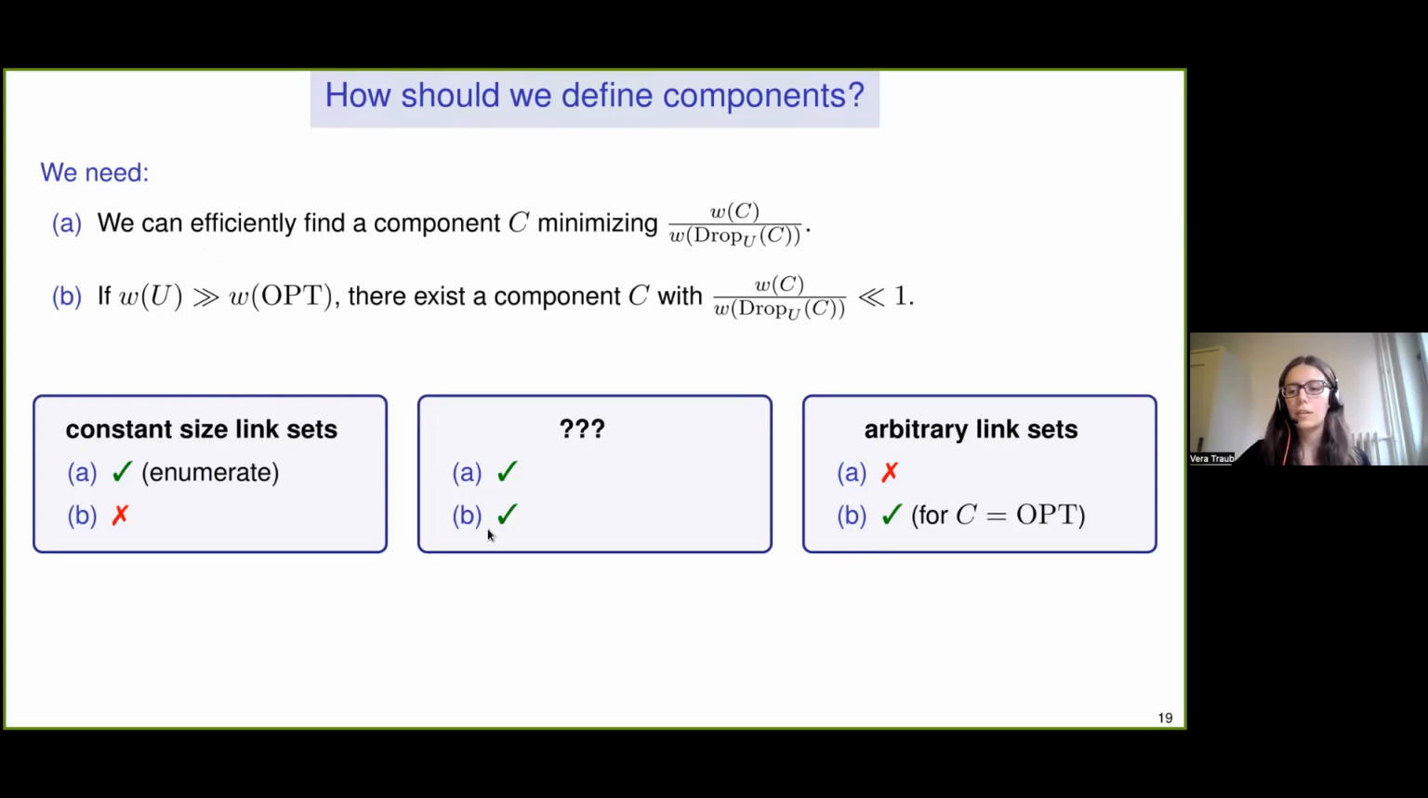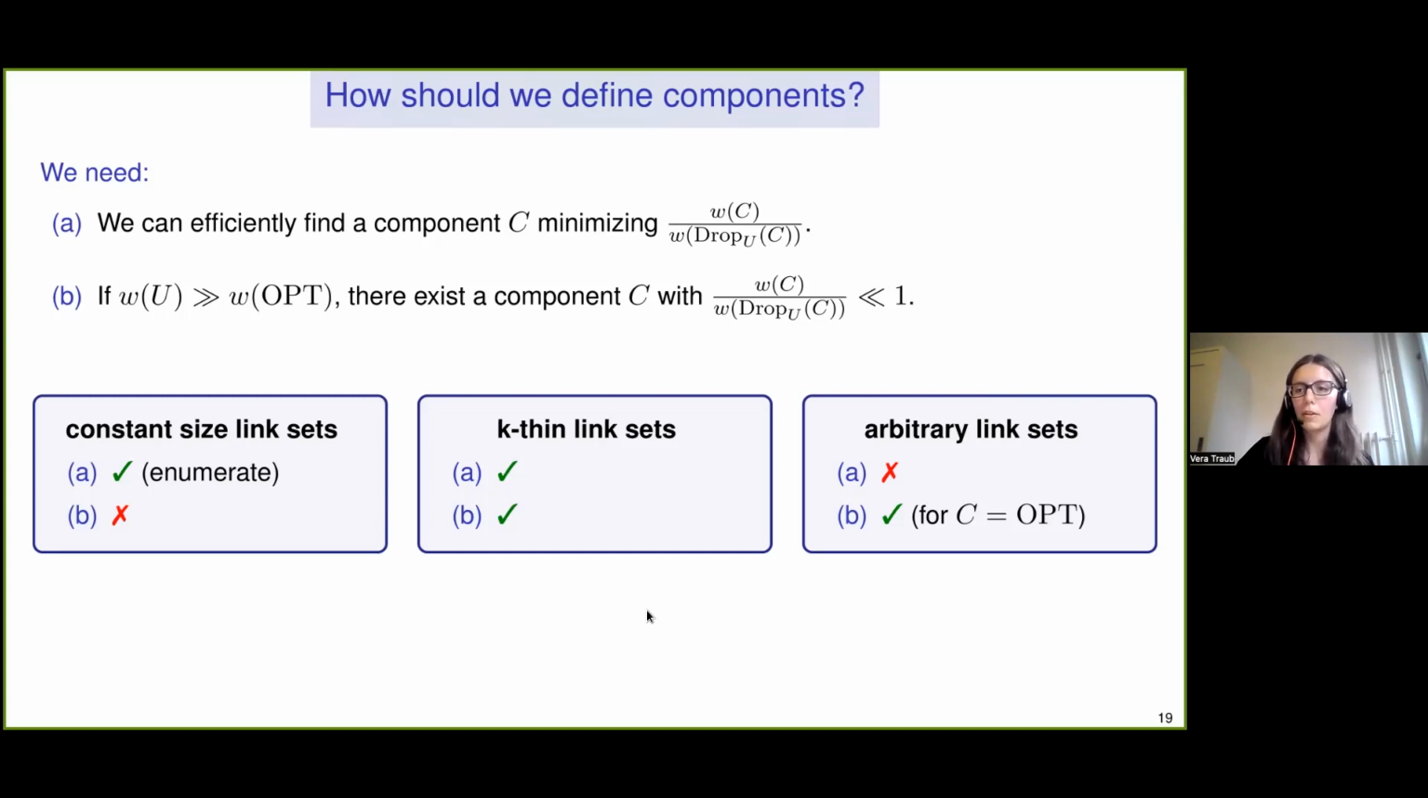So now the question is: is there something in between? Is there a good class of components that has enough structure such that we can efficiently find the best component to pick next, but on the other hand is also general enough, not just containing constant size link sets, such that we can actually guarantee the existence of an improving component whenever we need it? And it turns out that there actually is such a class of components. Of course, otherwise I wouldn't be telling you all of this.